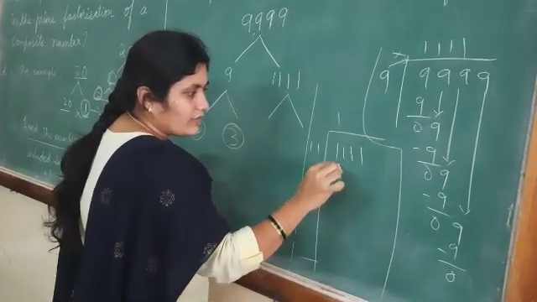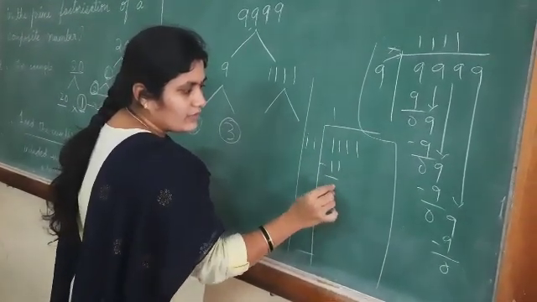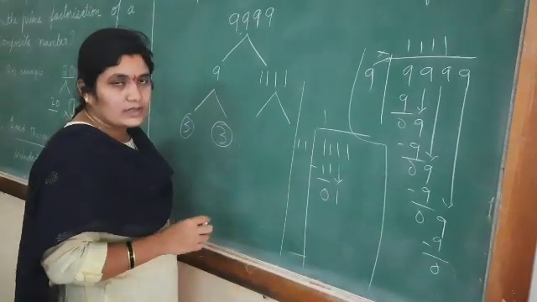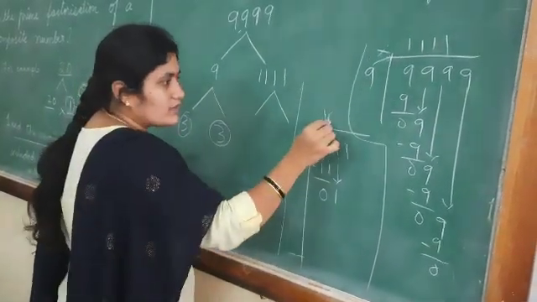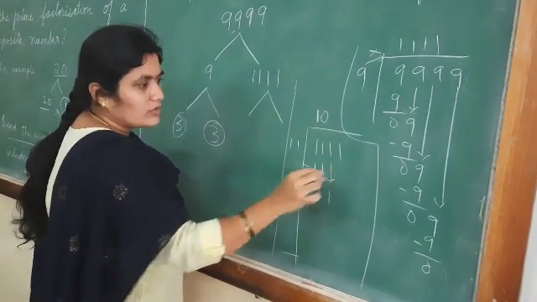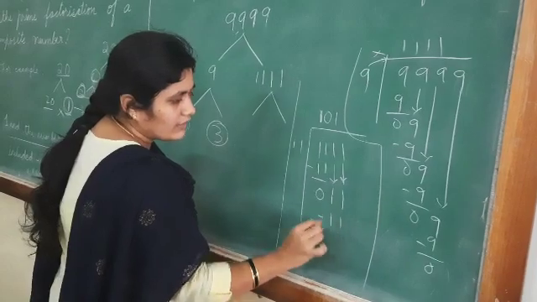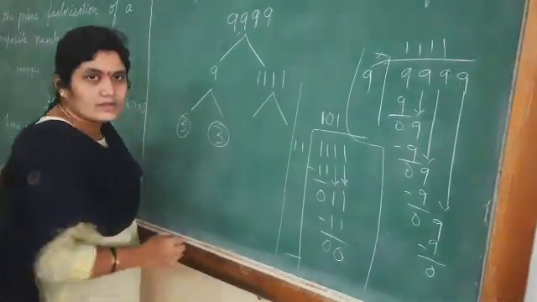11 ones are 11. 11 minus 11 is 0. If you take this 1 down, the number is lesser than the divisor. Put a 0 in the quotient. Take one more number, that is 1. Again 11 ones are 11. 11 minus 11 is 0.